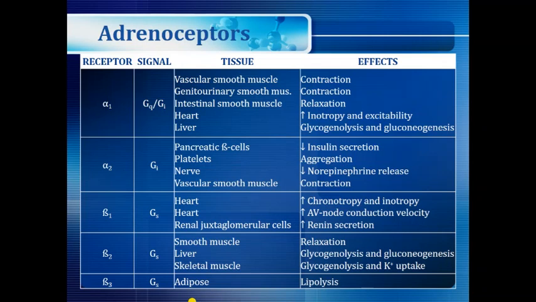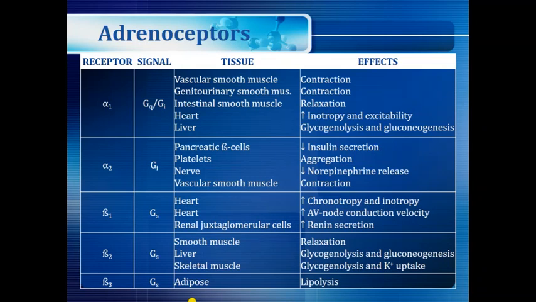Beta 2 receptors are located on smooth muscle, liver and skeletal muscles, and they will cause relaxation of smooth muscles. In the liver, they cause glycogenolysis and gluconeogenesis, and in skeletal muscle, they cause glycogenolysis and increased potassium uptake. Beta 3 receptors are specifically located on adipose tissue only, and they have an important role in fat metabolism. Stimulation of beta 3 receptors would lead to lipolysis.